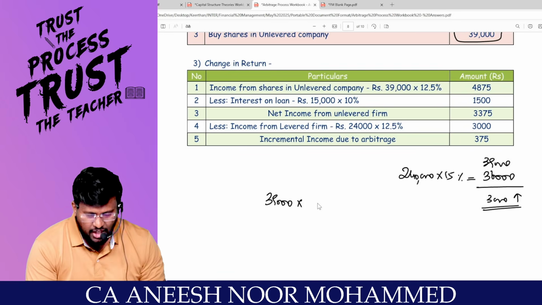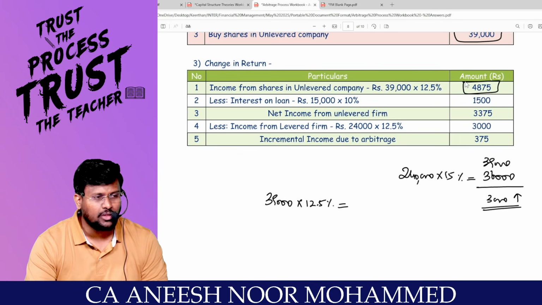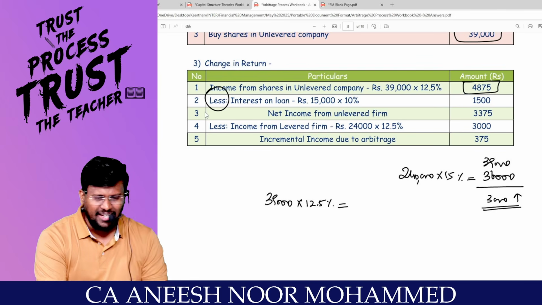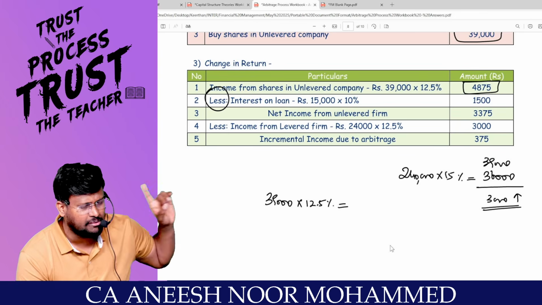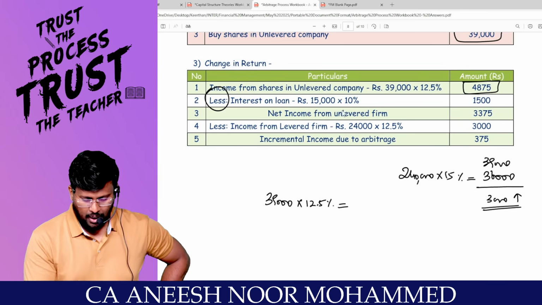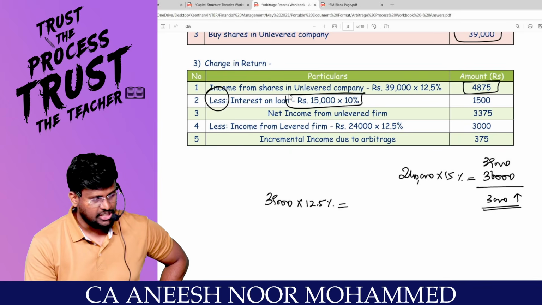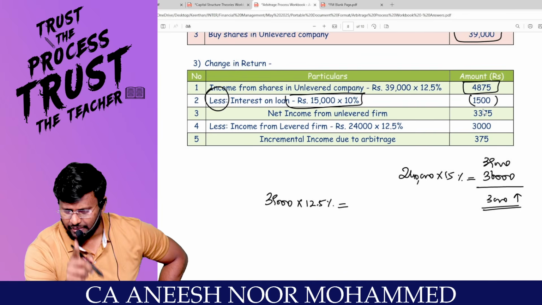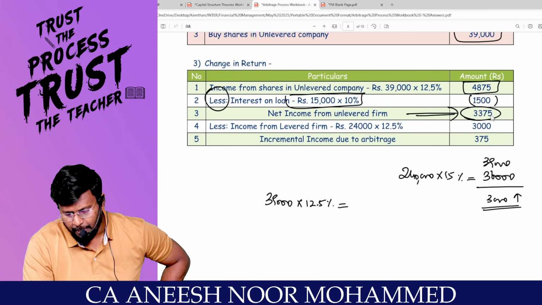In the unlevered firm, I should get KE. What is the KE of the unlevered firm? That means I will totally get 4,875. Enough clarity? Sir, can I enjoy the entire 4,875, or do I have to pay interest on my personal borrowing? What is my borrowing? 15,000. What is the KD? 10%. 15,000 into 10% is 1,500, which I should pay as interest out of 4,875. So the net income in my pocket will be 3,375.